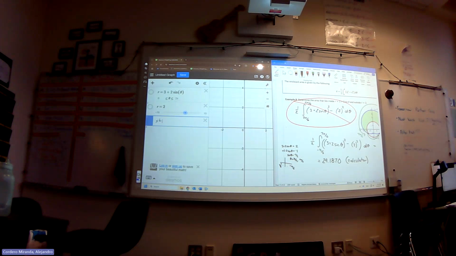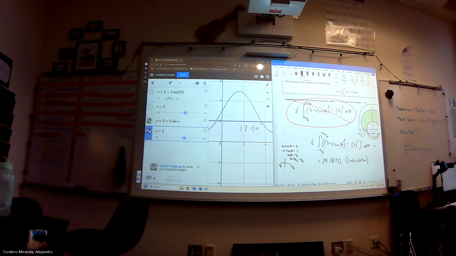That's a smart idea. Y equals 3 plus 2 sine theta, or 2 sine x, I guess, but it's still understood what I got. Y equals that, and Y equals 2, and then that will tell you when it intersects. Nice, yeah, that's a good idea. I didn't think of that. Nice. Yeah, that'll save you some time.